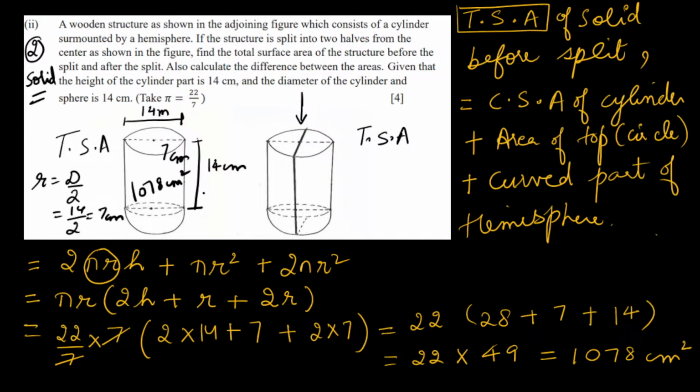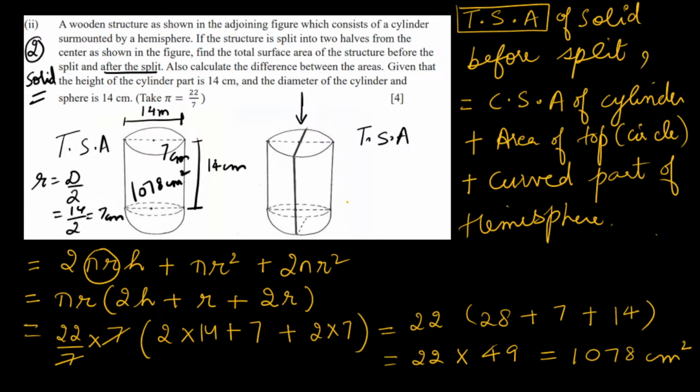Now next we have to find total surface area after the split. Yes, so total surface area after the split we have to find. Now, what will be the total surface area after the split? Again, I want you people to tell me the surfaces like here before split. These were the surfaces, the curved part of the cylinder, then the top surface, which is a circle, then curved part of the hemisphere.